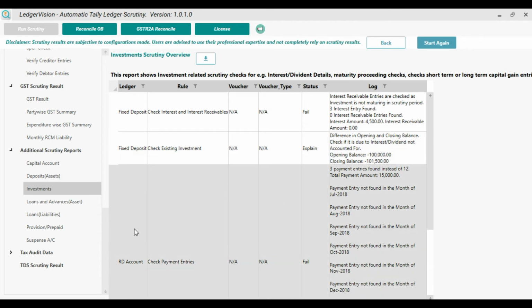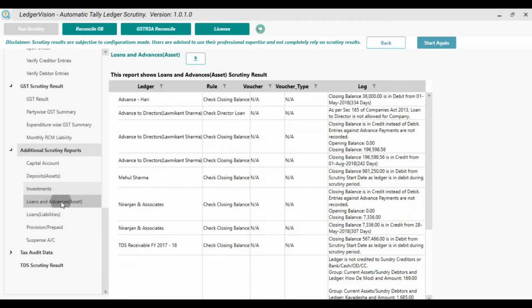Similarly, there is a recurring deposit account. Only 3 payment entries are found instead of 12. So that's why the software is saying that this is a failure of accounting. Either they have paid the amount but not posted it, or they have not paid entirely. Similarly, there are loans and advances.